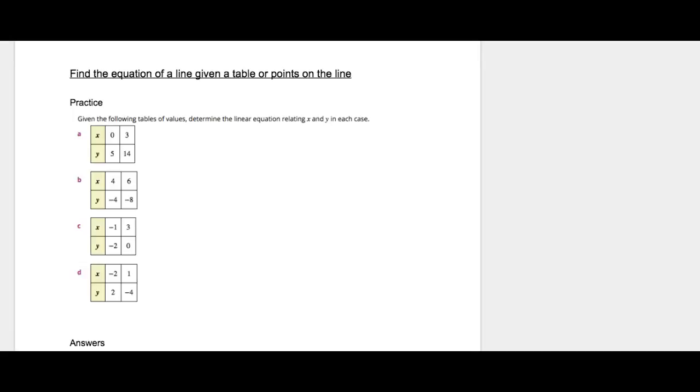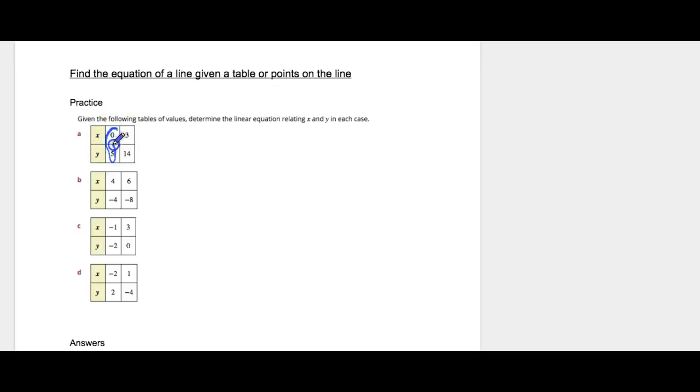Alright, in this example we're going to look at the worksheet, find the equation of a line given a table or points on the line. So basically we have here 4 examples. So these are tables, and sometimes we see tables that have more than 2 sets of points. So basically this is x and y.